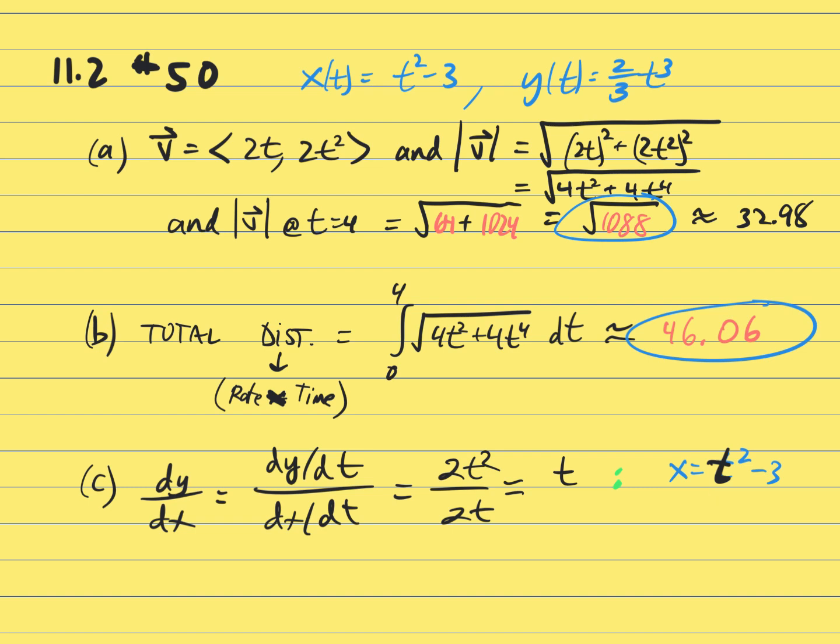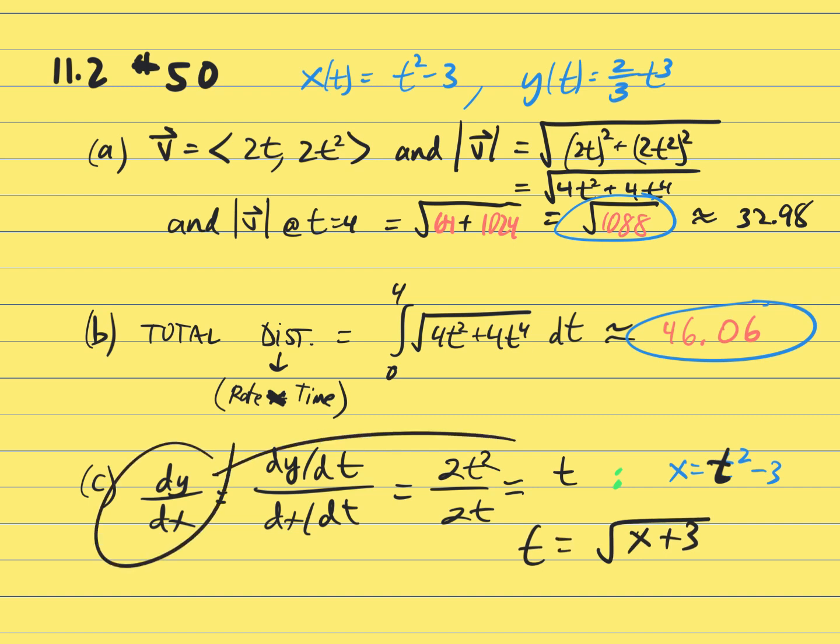And when we do that, we get the square root of x plus 3. So the slope is equal to t, which is equal to the square root of x plus 3. Final answer right there.